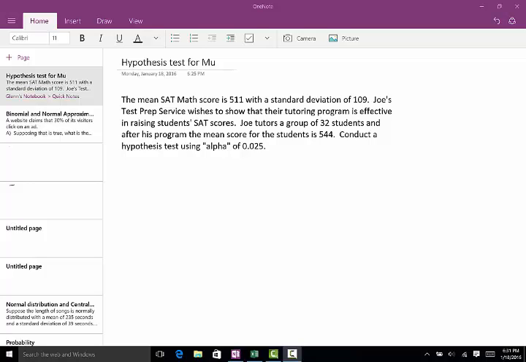This is Professor Miller, and this is a little example of a hypothesis test. So the mean math score on the SAT is 511 with a standard deviation of 109. Those are known facts. But Joe has this tutoring service that he thinks can increase students' test scores. It's nice that he thinks that, but we'd like to be more sure than that.